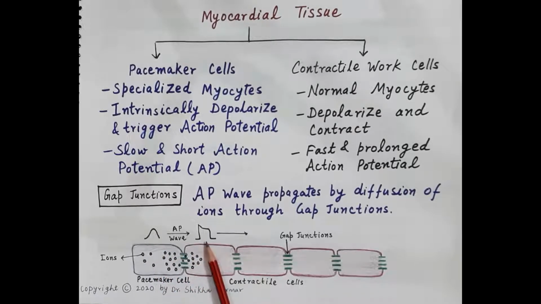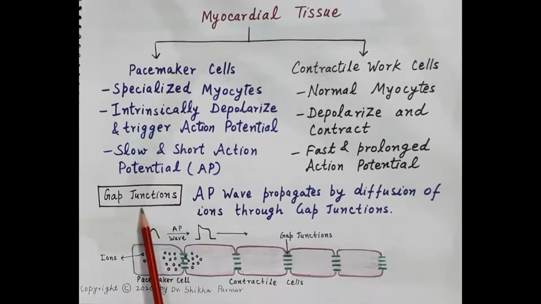Now this figure shows the action potential of normal cardiac cells, normal contractile work cells. Here we can see that there is a rapid upswing of the action potential, that is, depolarization is very fast, and further there is a plateau phase. Because of the presence of this plateau phase, the duration of the action potential is long. So in the pacemaker cells, depolarization occurs slowly and the duration of the action potential is short, whereas in the normal contractile cells, there is a rapid upswing, depolarization is fast, and the duration of the action potential is long.